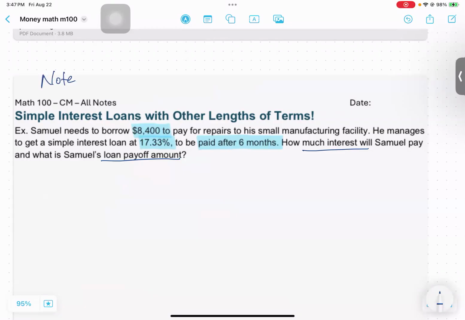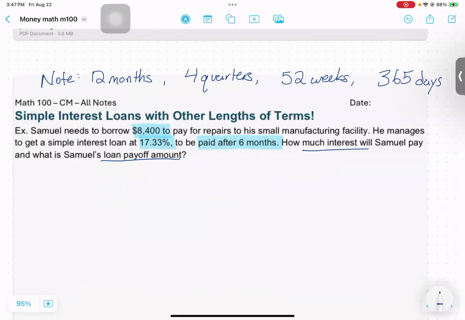Note, there are 12 months in a year. There are 4 quarters in a year. There are 52 weeks in a year. I know it's not exact, it's weird. Banks use that number. And 365 days, even though on leap years we get 366. So the number is actually 365.249. Whole separate rant I have. But I just want to keep these in mind. These are the different amounts for 1 year.